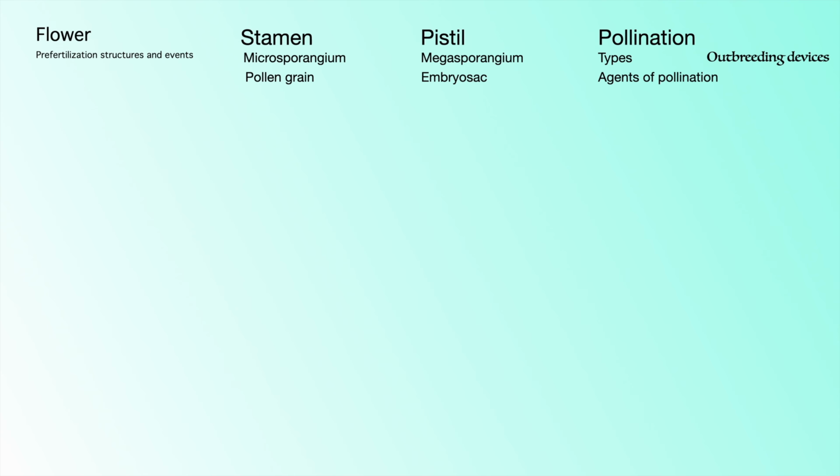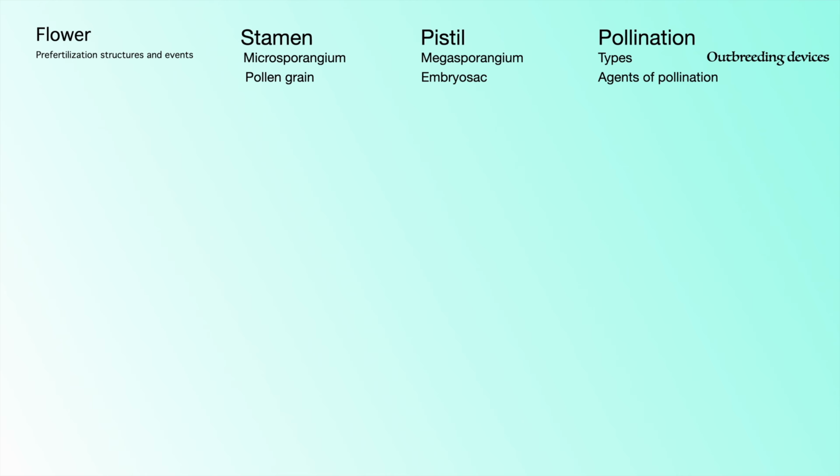The second device is the position of the anther and stigma. When they are at different positions, it is difficult for the pollen to sit on the stigma of the same flower. Both these devices, that is non-synchrony and different positions, prevent autogamy.